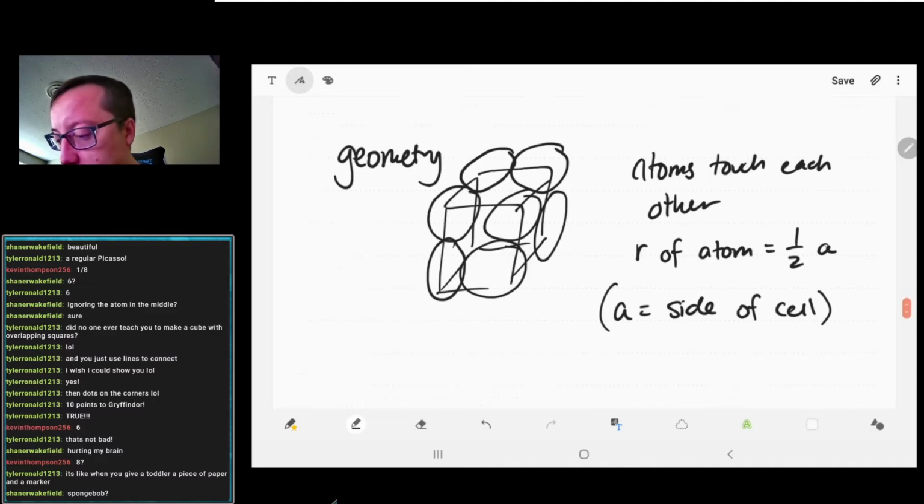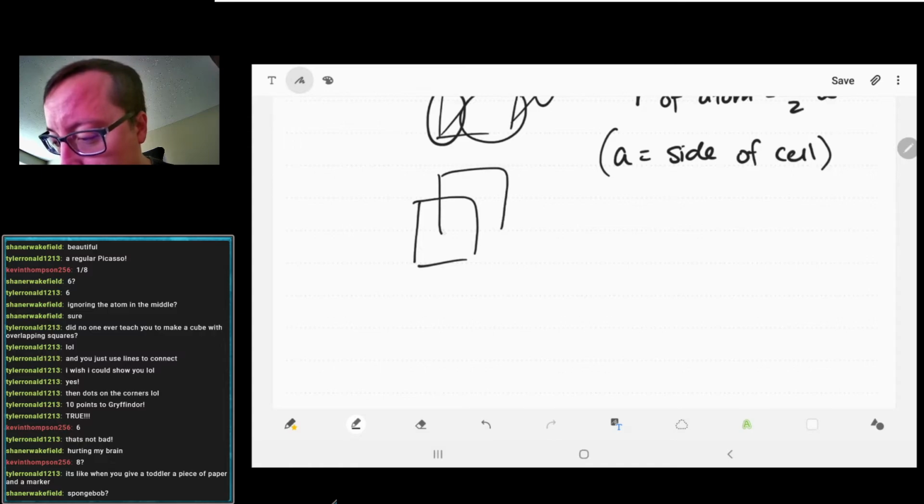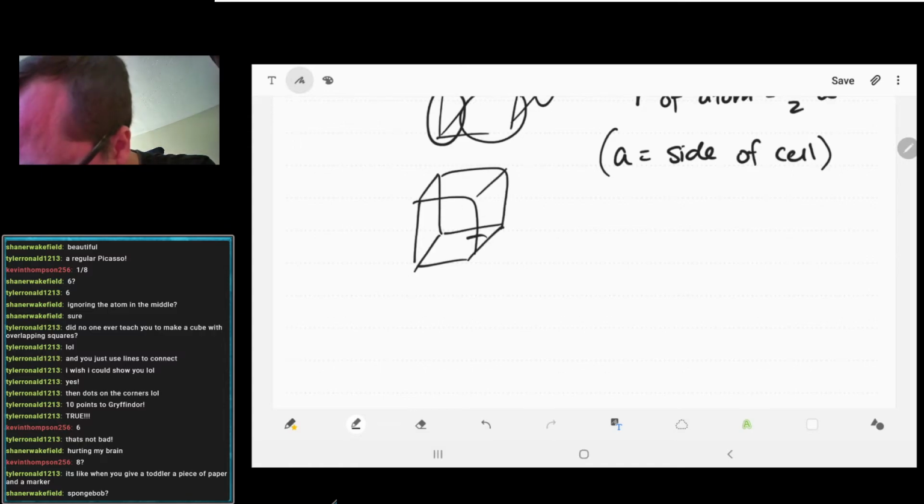So does that make sense here? If I just kind of redraw it with one of the atoms in there. Oh no, I didn't do Shane's method. I guess it's been a long time since I've had to draw a sphere. Or a cube, rather.